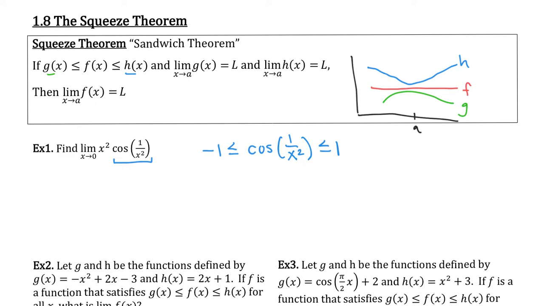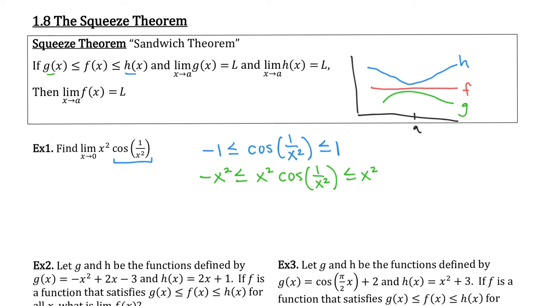Okay, now I want to create this function, x squared times cosine of 1 over x squared. I'm just going to use algebra. I want to make this x squared, so let me multiply everything by x squared. So now this is -x squared is less than or equal to x squared times the cosine of 1 over x squared, and then if I multiply the 1 by x squared, I get x squared. Okay, this should be true. I just followed algebra. x squared is a positive value, so I didn't switch any inequalities or anything like that.